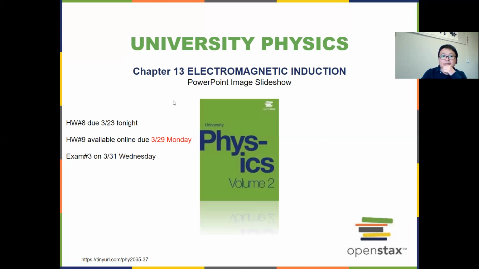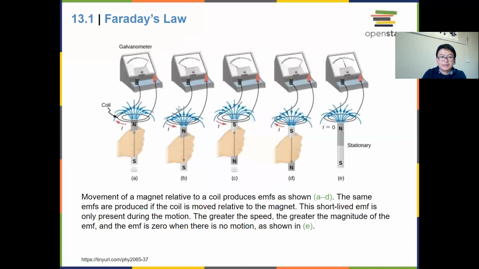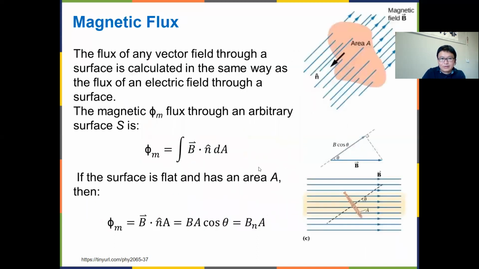So let's get started with chapter 13. We took a look at one section last time, but let's take a quick look at what we learned. We learned Faraday's law, which basically says if you have a magnet, you can move it to approach several coils, and then you'll have an induced current or induced voltage inside them. So that's Faraday's law.